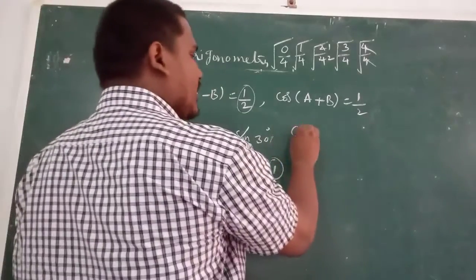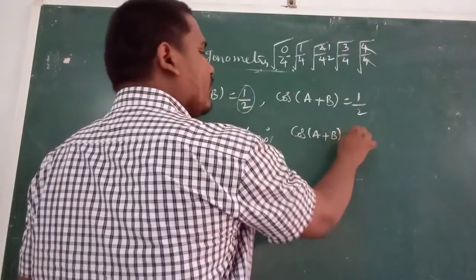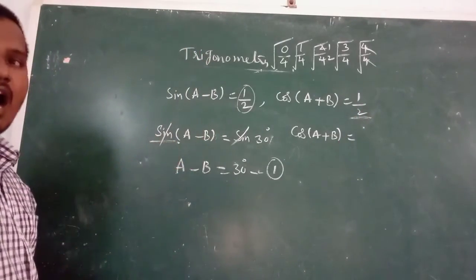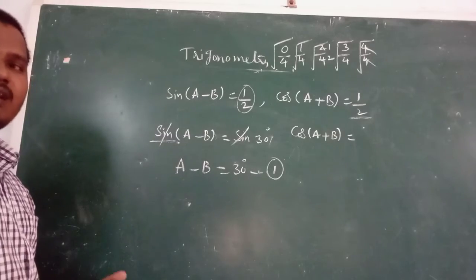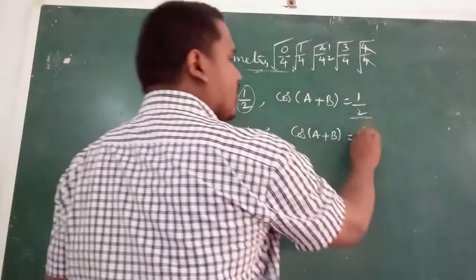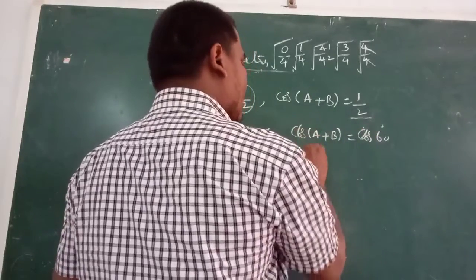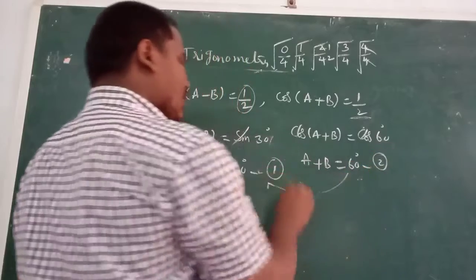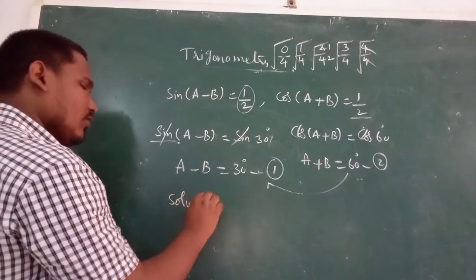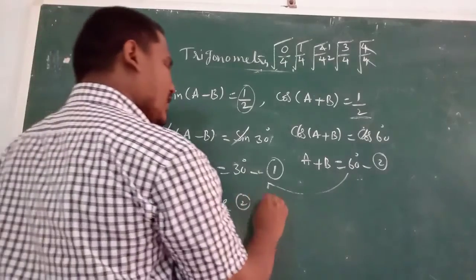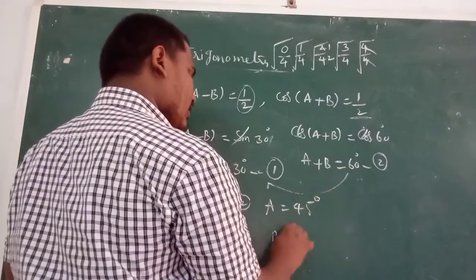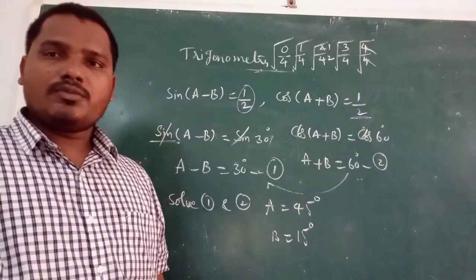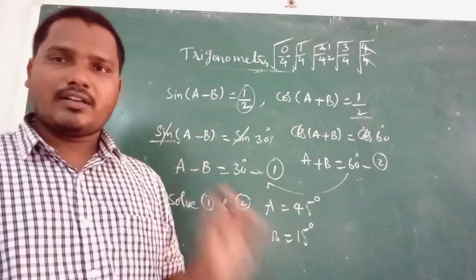Next, cos of a plus b is equal to half. Then when is the value half? When the angle came, that is equal to cos 60 degrees. Cos cancels. A plus b is equal to 60. Here we are solving 1 and 2. Solve 1 and 2. You are getting a is equal to 45, b is equal to 15. These are some problems regarding the trigonometric table.